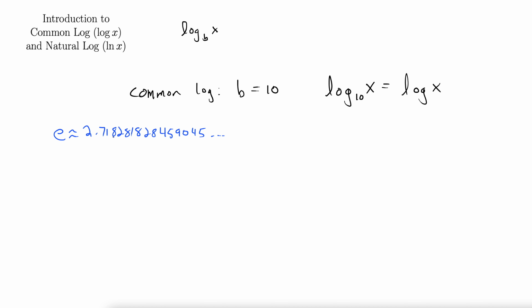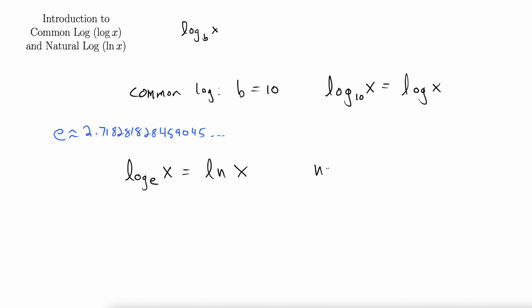It's a lot newer than pi. Historically, it was discovered much later. Some people call it Euler's number, E-U-L-E-R-S, Euler. But it's one of these numbers that just pops up all over the place, both in mathematics and in nature. And we like to use log base e so much that we have a special notation for it. Log base e of x, we use ln of x, and we call that natural log.